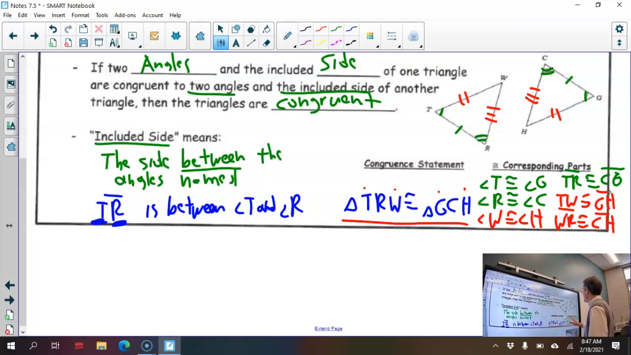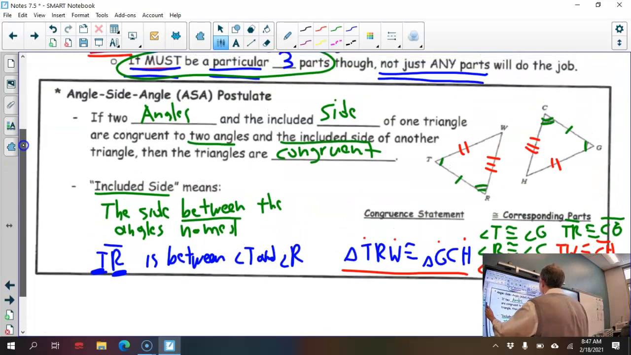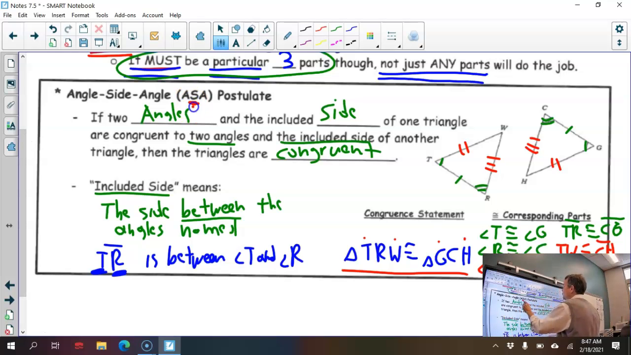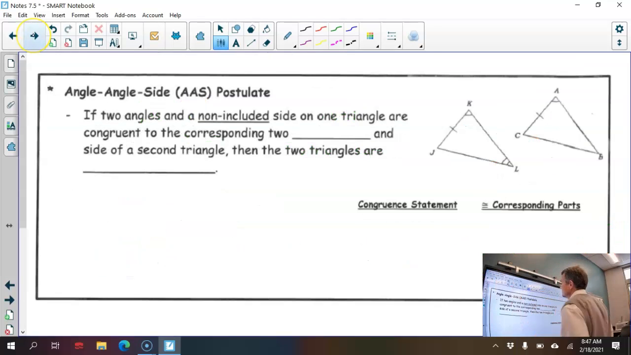If the angle-side angle matches the angle-side angle, then the triangles are congruent. Notice, by the way, that the side is between the 2 angles. That's why it's got to be the side between the 2 angles. However, we have a second one on the back. This is also a rule, angle, angle, side. And it's really the same rule, except now the side is a side that is not between the 2 angles.